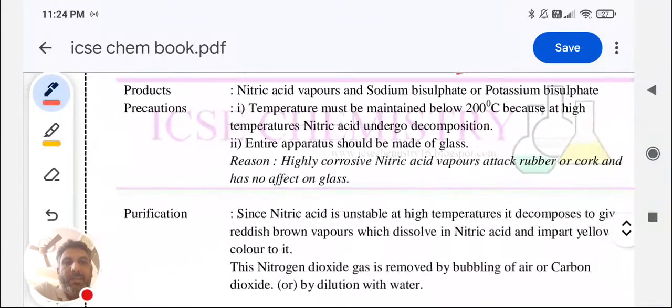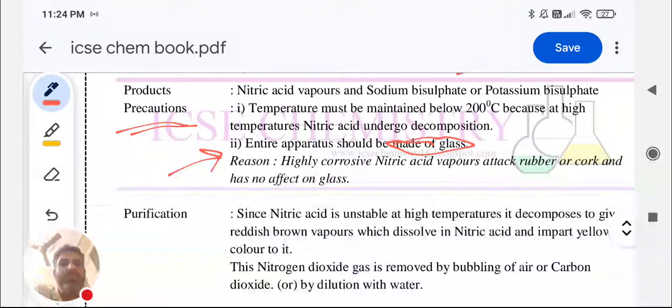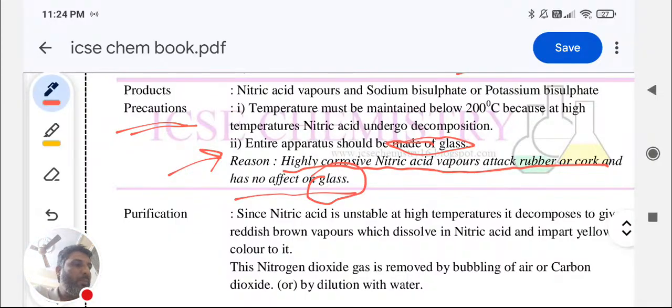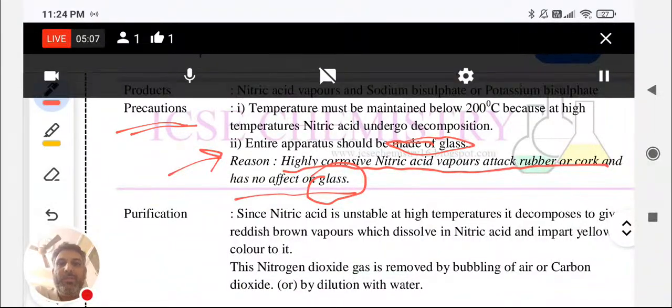Next, the precautions: one is temperature should be below 200 degrees Celsius, and the second precaution is the entire apparatus has to be made of glass only. So an all-glass apparatus has to be used. You cannot use anything made of rubber or cork, because the nitric acid vapors are highly corrosive and they can destroy rubber or cork, but glass is unaffected by the nitric acid vapors. So that is the reason a glass apparatus is used in this case.